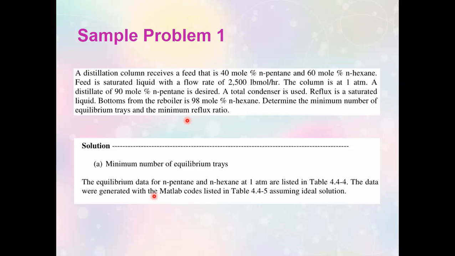Okay. So now, in determining the minimum number of equilibrium trays, this particular problem provided you with a table that represents the corresponding compositions of pentane and hexane at a particular temperature. It's listed in Table 4.4-4, and the data were actually generated using MATLAB codes. Now, in the present times, they don't solve distillation problems by hand. They use software for that, and the particular software mentioned here is the MATLAB code.